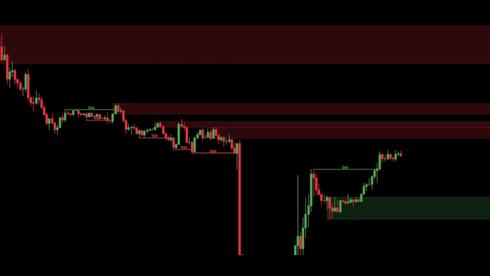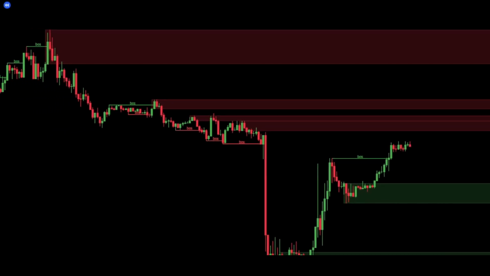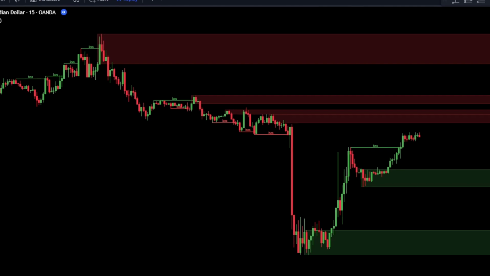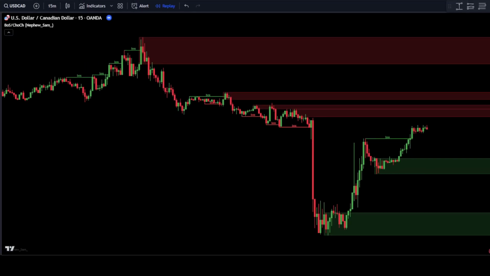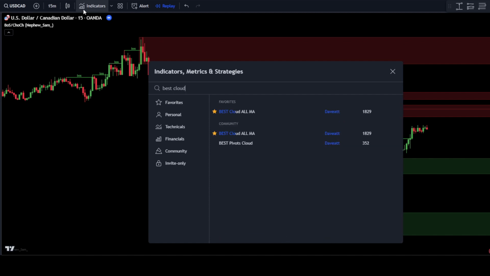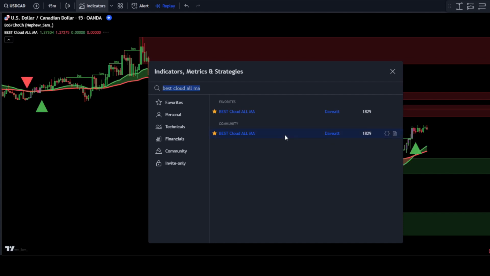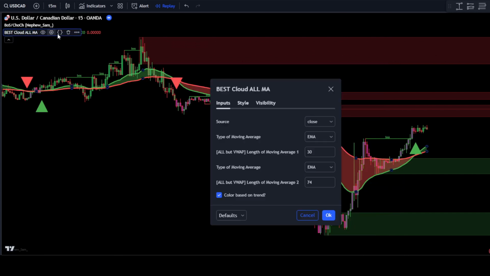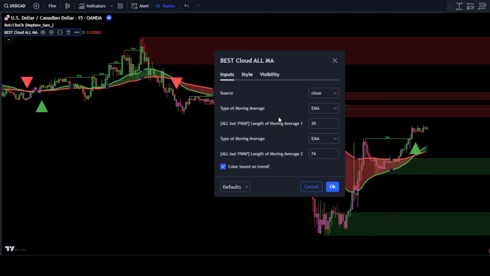And to achieve better results, you can combine this market structure indicator with another indicator that will serve as a trend guide in the market. Go to the Indicator Search tab and then type in Best Cloud All MA. Then select Best Cloud All MA by Daviat. Next, make a few adjustments to this Best Cloud All MA indicator.